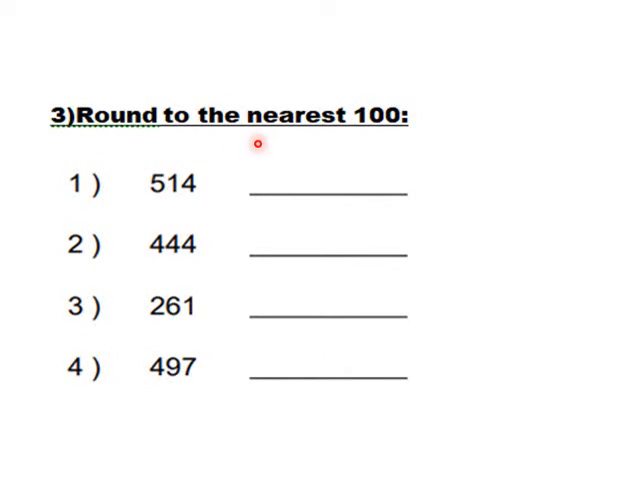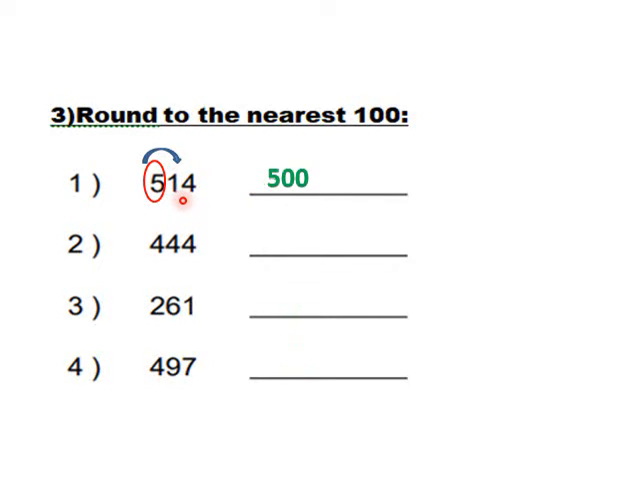Here I will round to the nearest 100. So I will circle the number in the hundreds place. Then I will check the number on the right side. 1, it's a weak number. So the 5 will stay as it is, or will I add 1 and increase it? It will freeze, it will stay as it is. So I will write the 5 as it is.